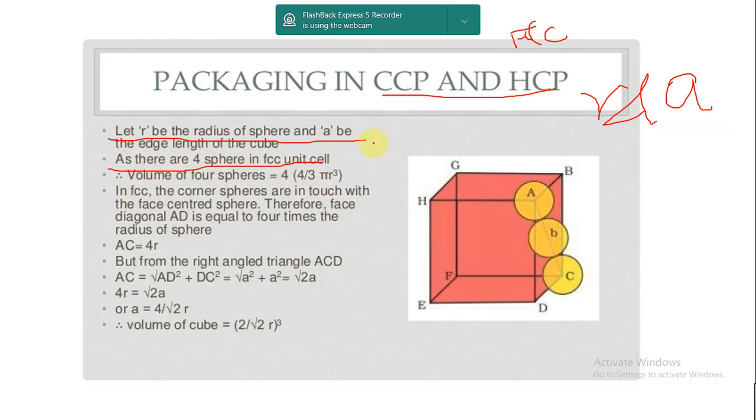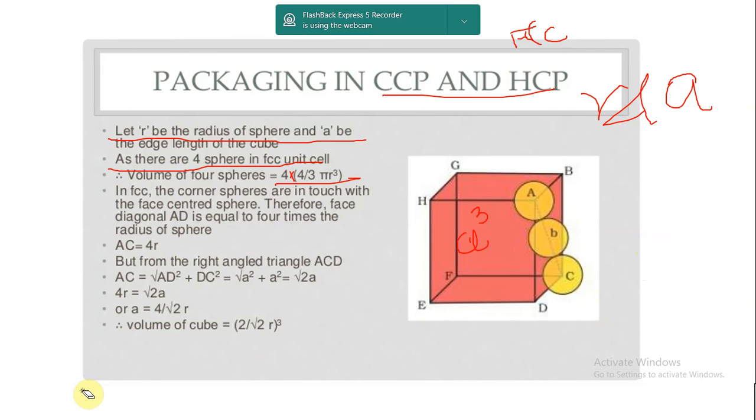So the volume, as usual, of 4 spheres will be 4 times 4 upon 3 pi r cube, and the volume of the unit cell is A cube. Now we have to find the relation between A and R. You see, in FCC the corner spheres are in touch with the face centered sphere. This is my corner sphere and this is my face centered sphere. Every face has a sphere at the center, so they are in touch with each other.